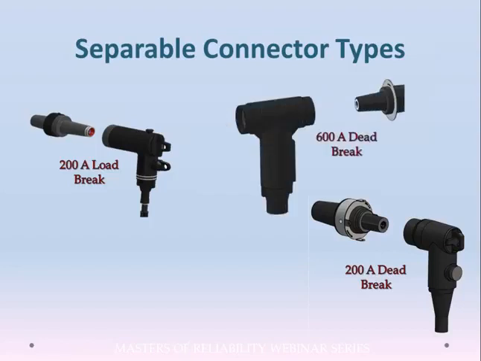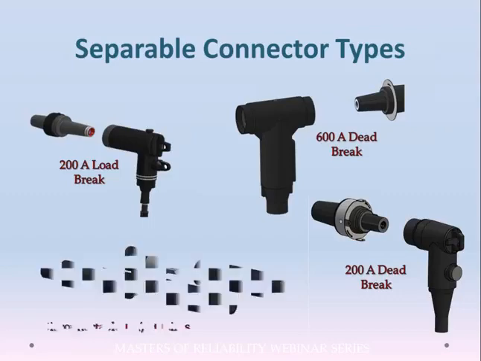The last group that's in the current standard, the 2006 version of IEEE 386, is the 600 amp dead break system. And people call them T-bodies or hammerheads or 600 amp elbows. That's what 386 looks like today.